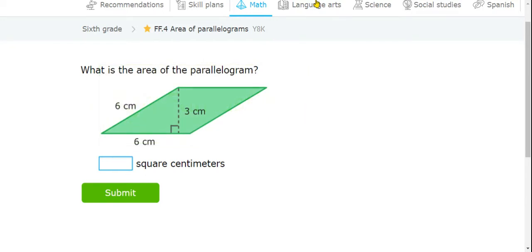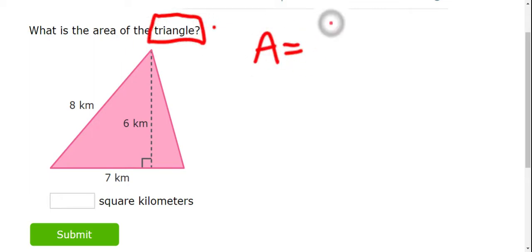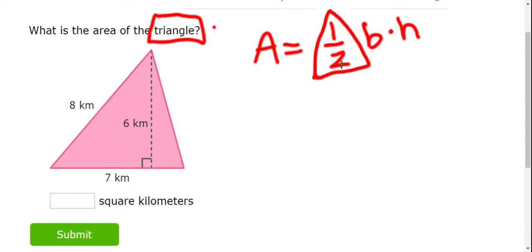All right, so that's the parallelogram or rectangle formulas. Now we're going to run through the area formula for a triangle. So the area is going to be 1/2 the base times the height. And we're always going to use this 1/2 as a fraction for triangles.